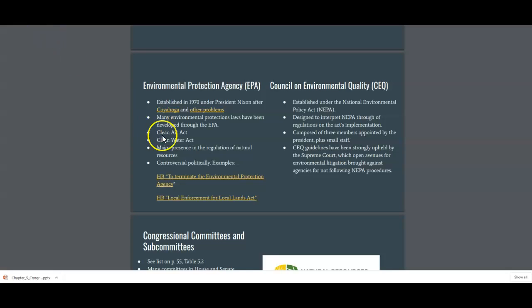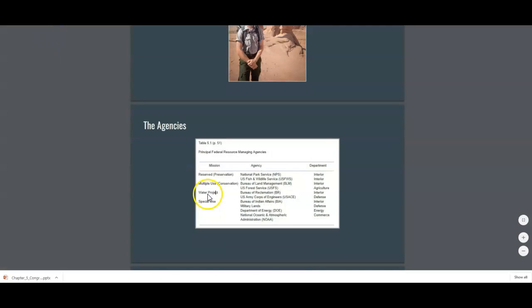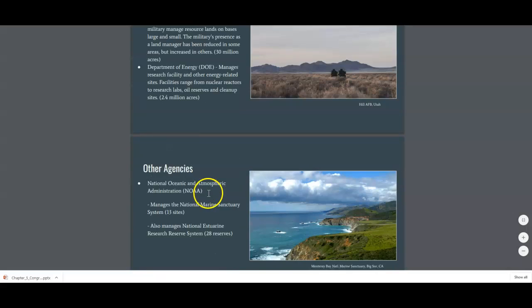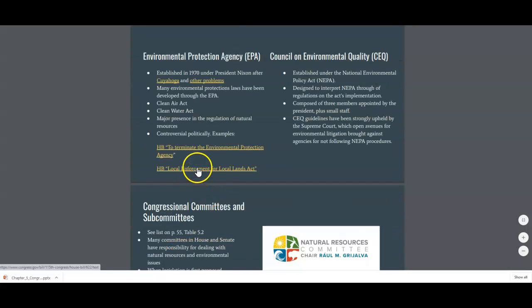Also, the other important thing to mention here is this Local Enforcement for Local Lands Act. So there is a sentiment around the country that agencies like the Environmental Protection Agency should cede their power to the local levels, and that resources should be managed at the local level.